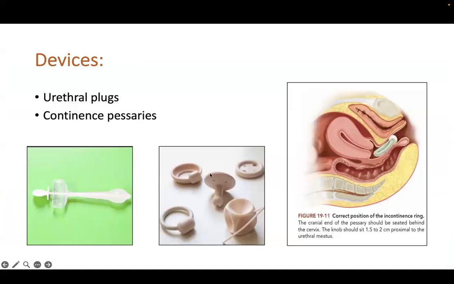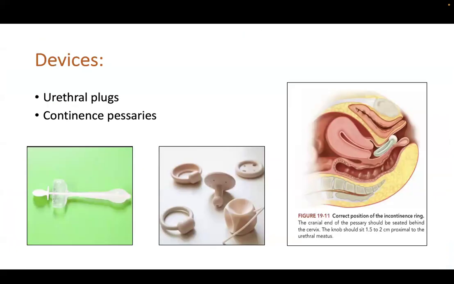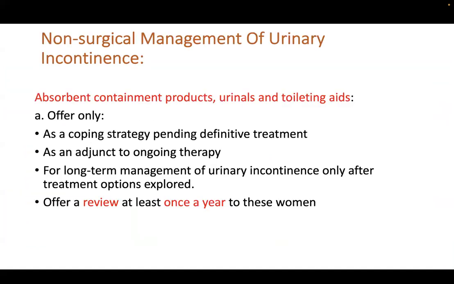This is the picture of some devices, that is, a urethral plug and some continence pessaries that we can offer to the patient whenever the patient is waiting for surgery. The patient has bothersome symptoms but is waiting for surgery. In that case, if the patient is very old, frail, unable to have surgery, or not able to take the medication, we can offer devices. So I think we have done stress incontinence.